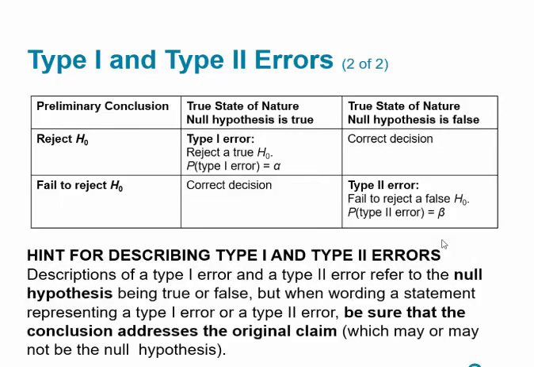So here's a table that kind of makes it a little easier. Reject a null hypothesis: reject a true null hypothesis is a type 1 error. Fail to reject a null hypothesis that is false is a type 2 error, and that's known as beta.